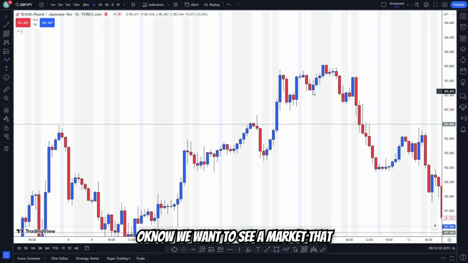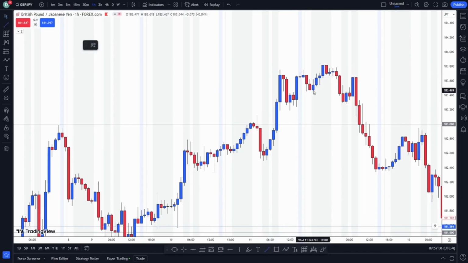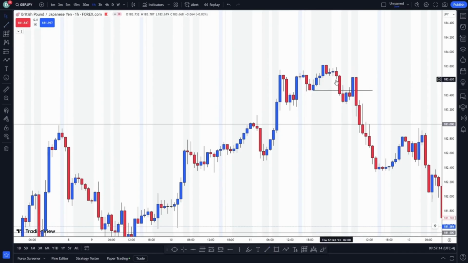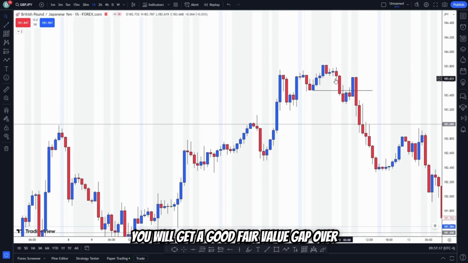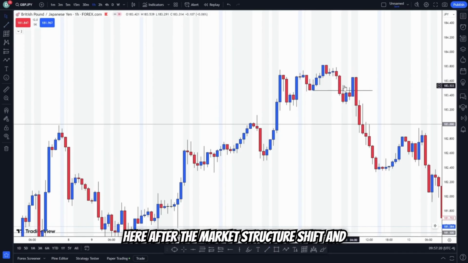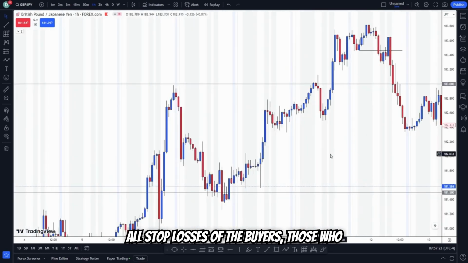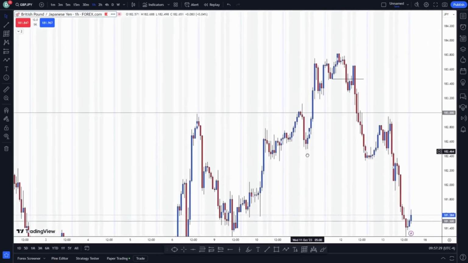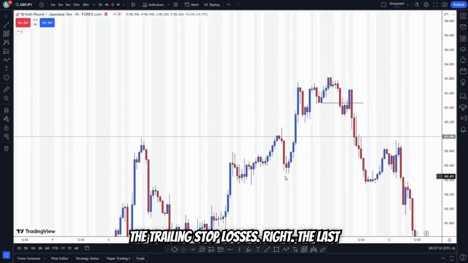Now we want to see a candle's body close below this candle's body. What happened over here? Price went down in this candle, and now look for a fair value gap. You will get a good fair value gap over here after the market structure shift, and you can enter over here. And where are all the stop losses of the buyers buying from down here? The trailing stop losses, right? The last trailing stop loss will be this one. Then what did the market do? It went down to take these stop losses.